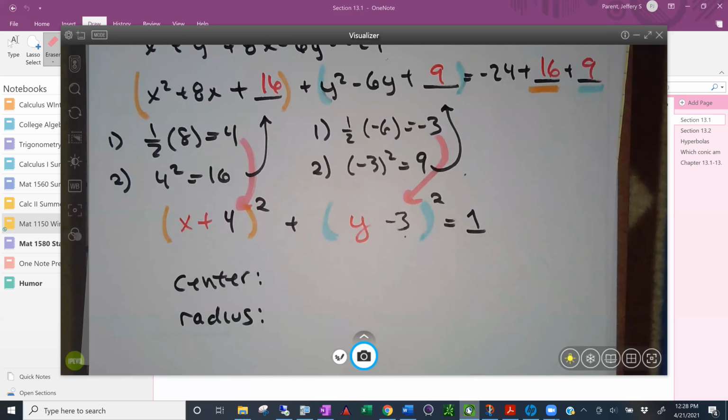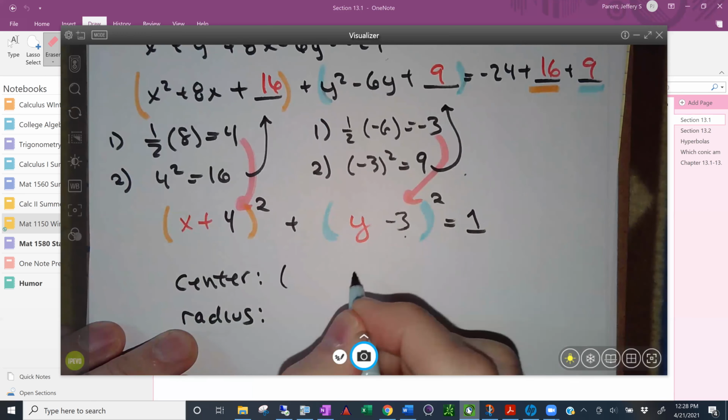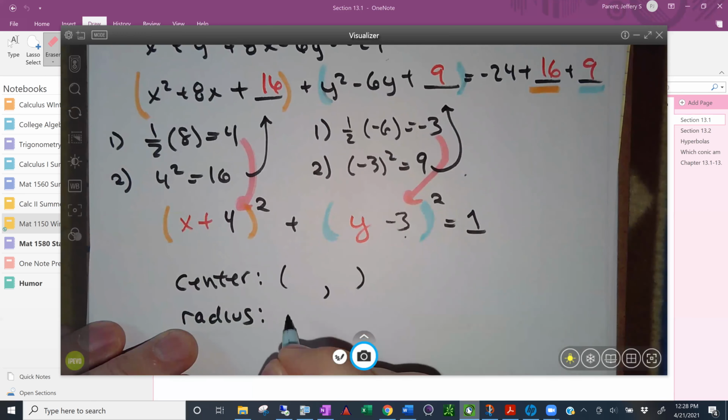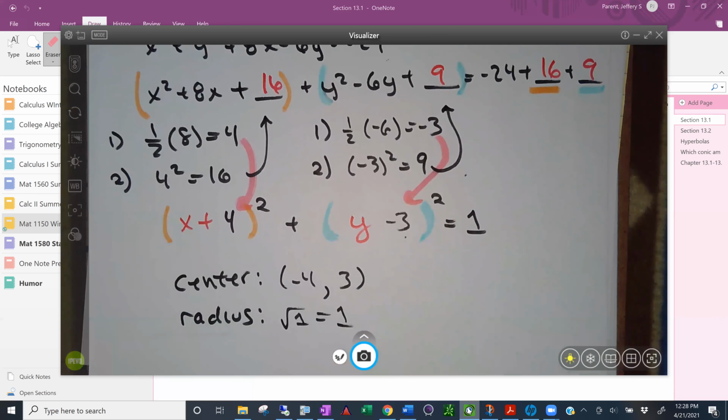Center would be -4, 3. And the radius is the square root of 1, which is 1. Done. Nice. How's that one look for example C? You good on that one?